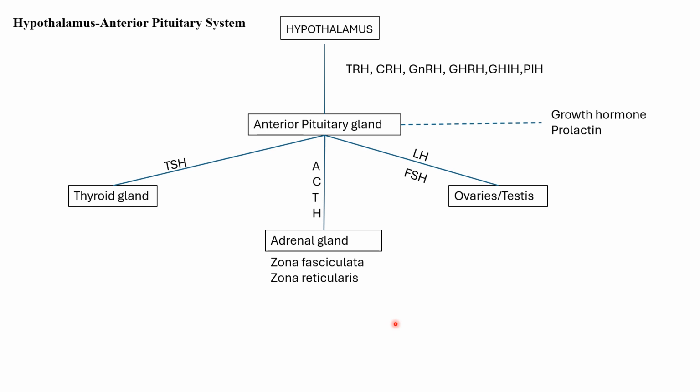Majority are secreted by the testes and the ovaries. So for example, if we have too much cortisol, then we will see how much is the ACTH, then we will see how much is the CRH. So we will follow this line.